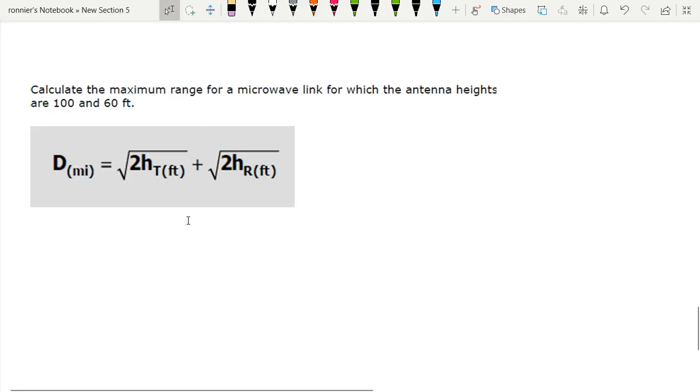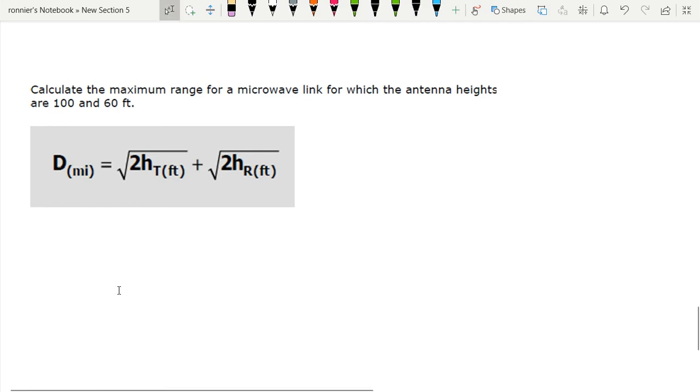So, calculate the maximum range for a microwave link for which the antenna heights are 160 feet. So, kung mapapansin nyo yung mga problem dito sa comms is sobrang dadali lang. No? Hindi nyo kailangan ng analyzation na sobra. Hindi nyo kailangan ng critical thinking, no. Hindi katulad kasi ng math, sobrang kailangan mo ng analysis dun eh. So dito more on direct substitution lang.